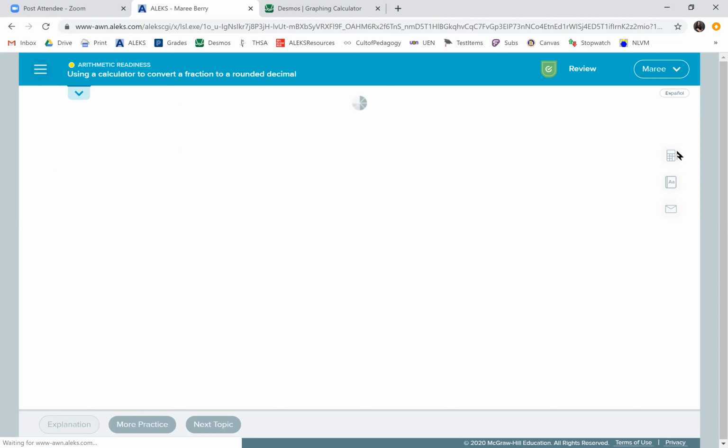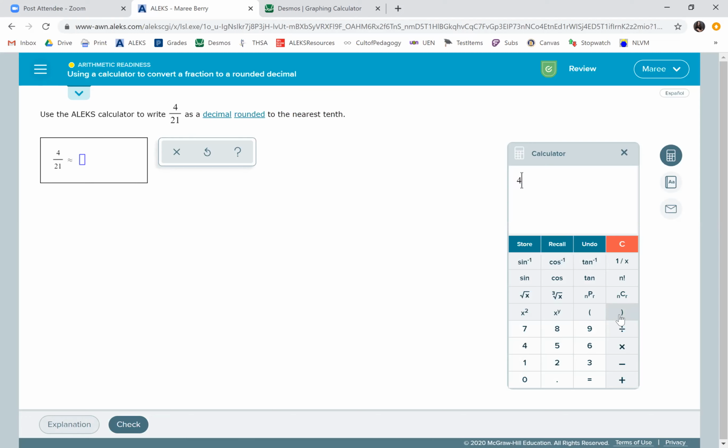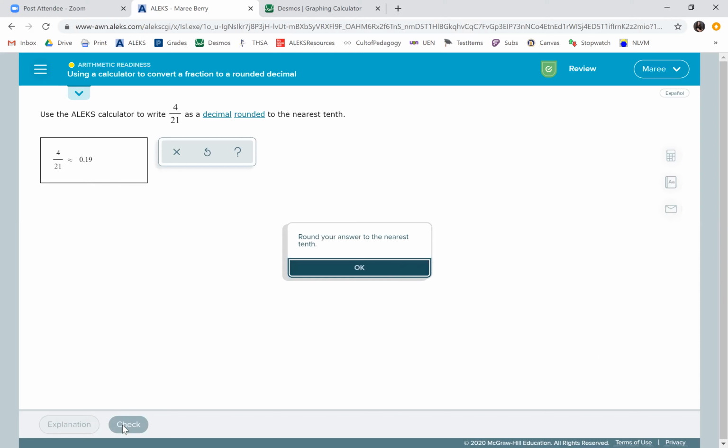And let's see if we can get one that gives us a higher number than 2. 4 divided by 21. Okay, so it's just going to be 19 hundredths because that 0 says, hey, stay the same. Now you do want to put a 0 before the decimal. That's just convention, something we want to do.